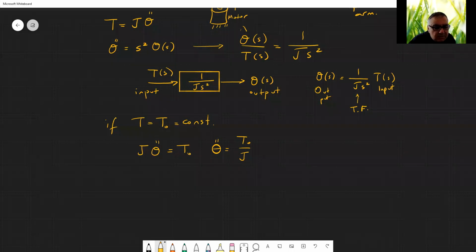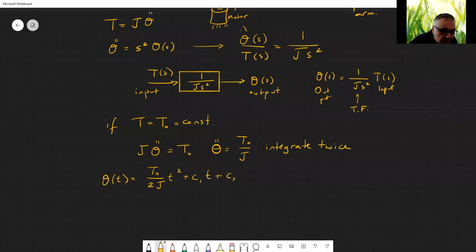So you can integrate this twice. Obviously, not all differential equations are this simple, but theta of t is going to be something like T0 over 2J t squared plus C1 t plus C2, let's say. And if the initial conditions are that theta 0 and theta 0 dot are zeros, this will give you C1 and C2 equal to zeros again.